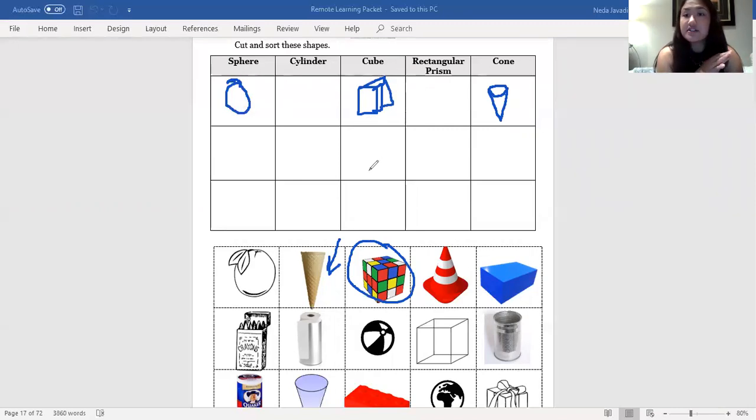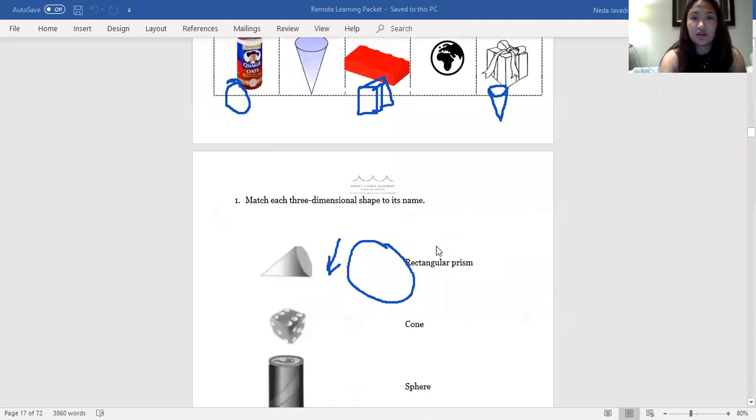So that's what you're going to do next. And after that, it's your independent practice. So you're going to turn to the next page and get to work on that.